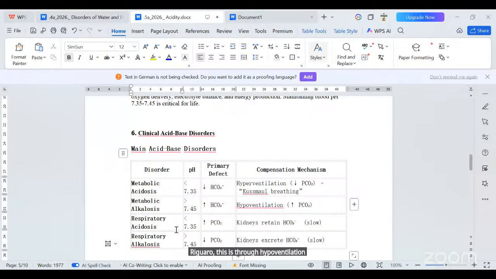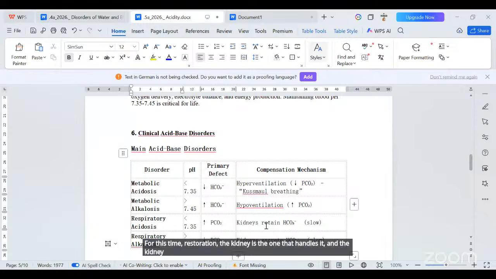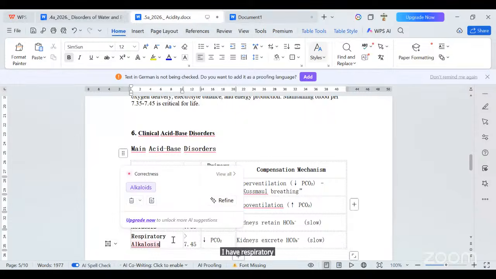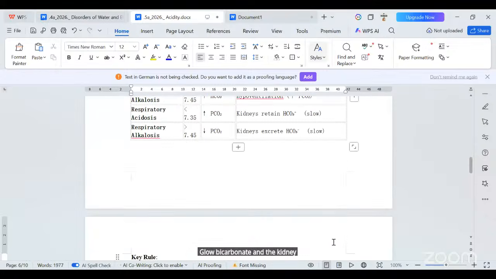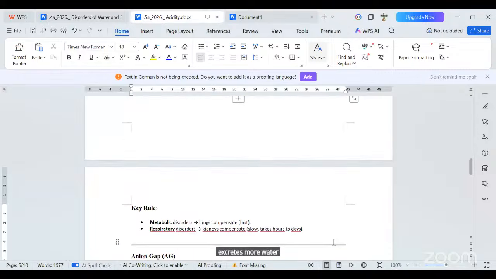We have respiratory acidosis, where the kidney is the one that handles it, and the kidney retains water, doesn't allow water to leave the body. And you have respiratory alkalosis, with low bicarbonate, and the kidney excretes more water. So for metabolic disorders, the lung compensates. For respiratory disorders, the kidney compensates.